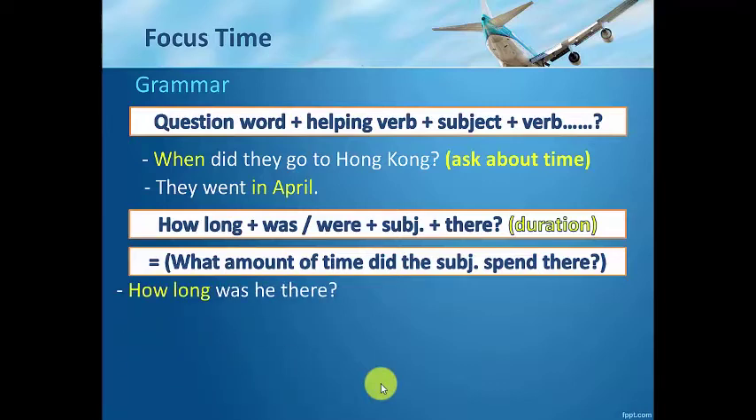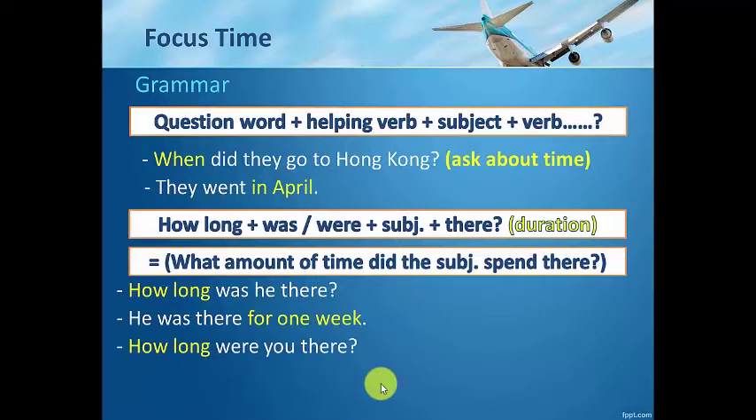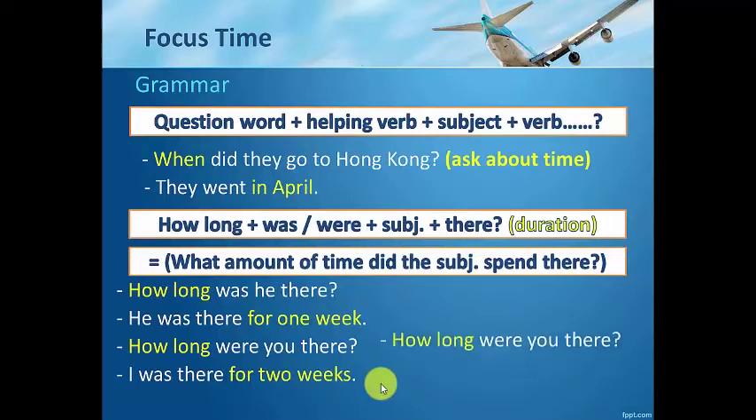We have many examples here. How long was he there? And the answer, he was there for 1 week. As you see, we answer on how long using for 1 week. How long were you there? I was there for 2 weeks. Here we changed were you in the question to I was in the answer.